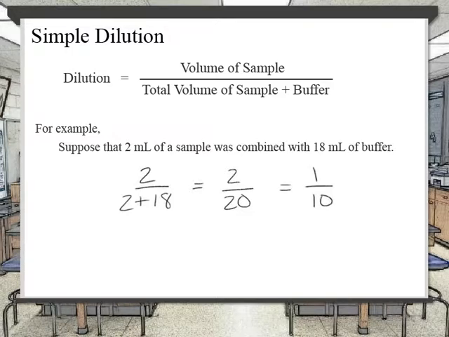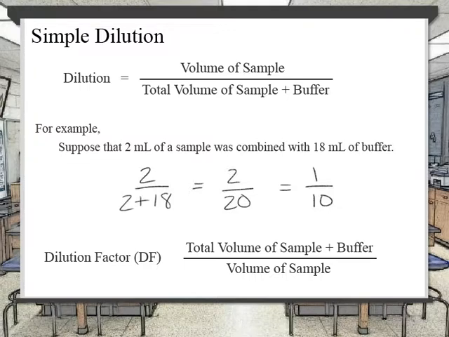Once we've prepared this first dilution, we can calculate the dilution factor. Another way to look at dilution is to use what we call a dilution factor. This is essentially the reciprocal, and we would take the total volume of the sample plus the buffer, which is 10 milliliters in this case, and divide that by the sample. That gives us a dilution factor of 10, which is commonly written as 10x.